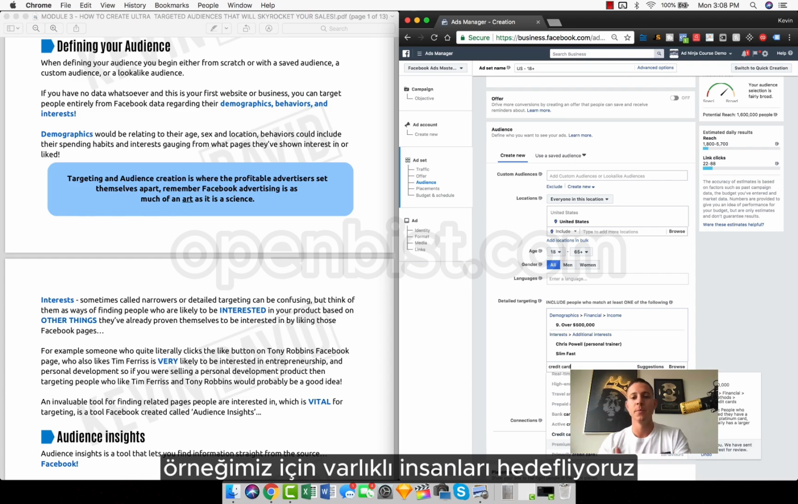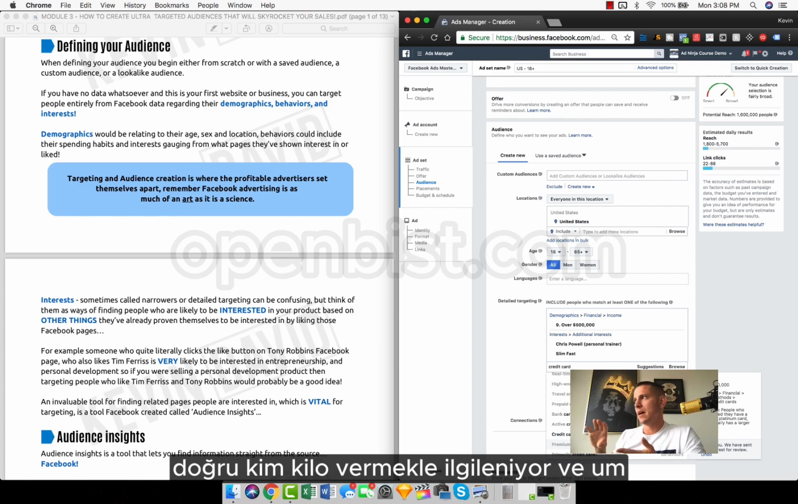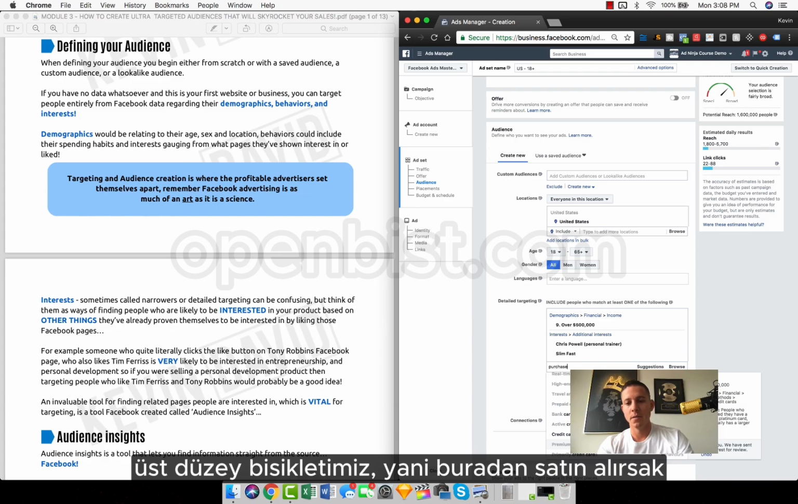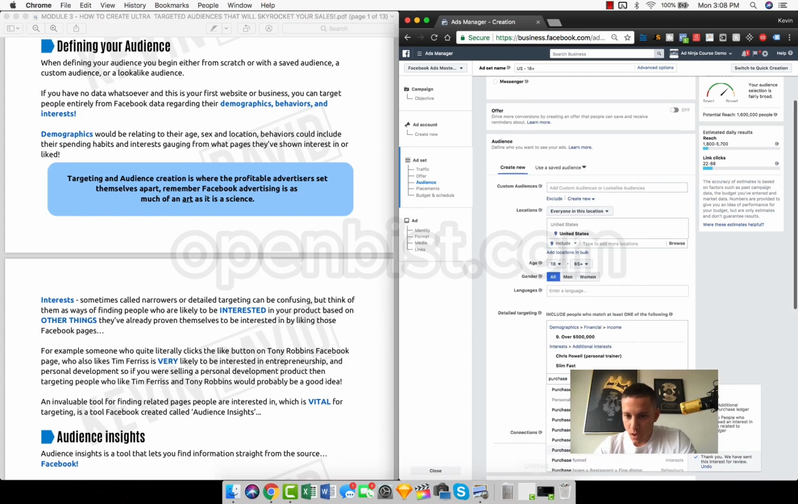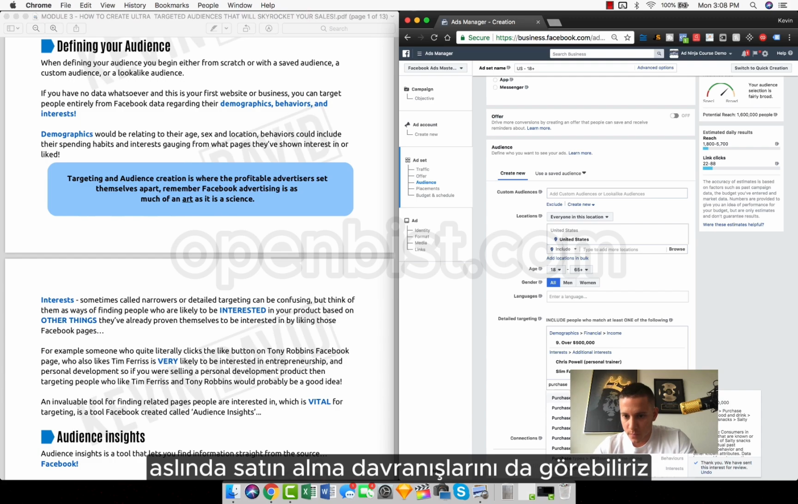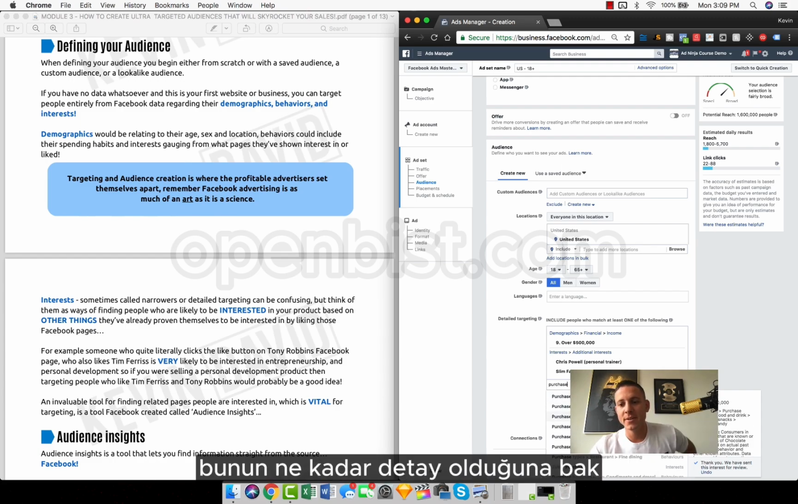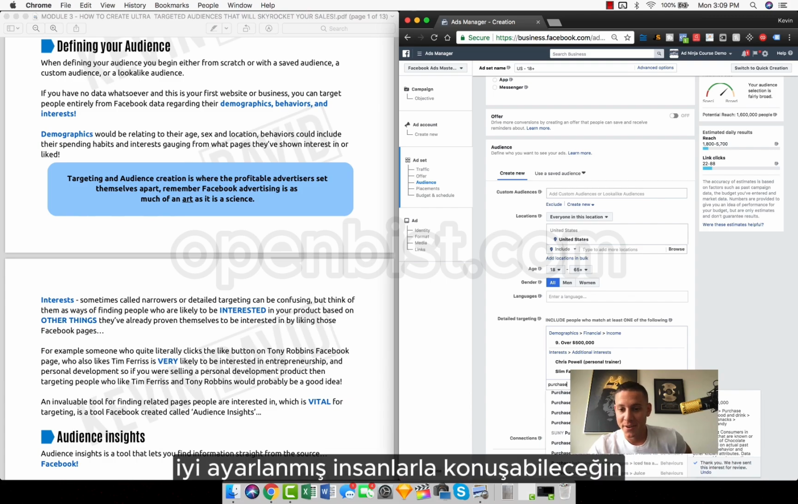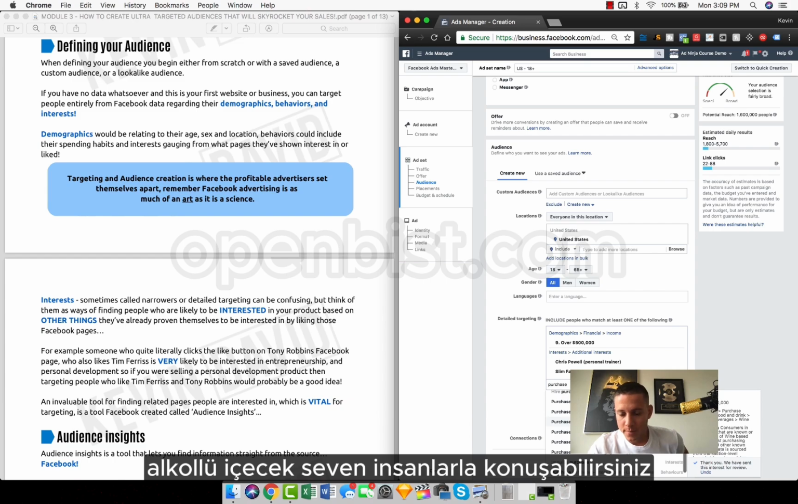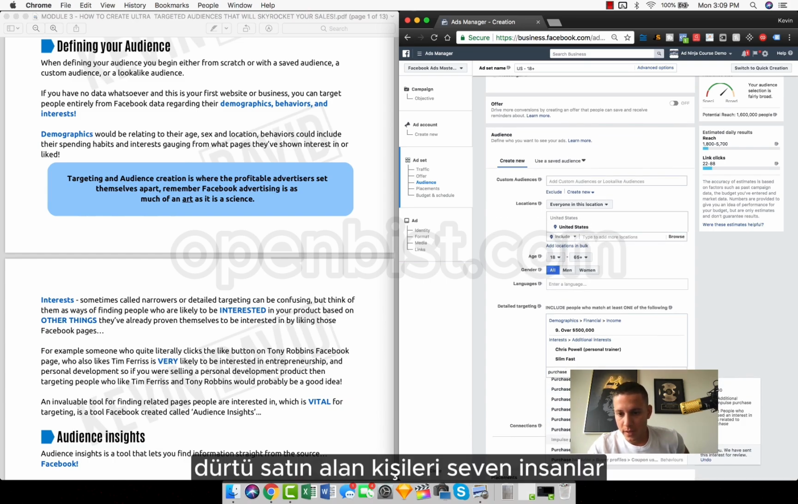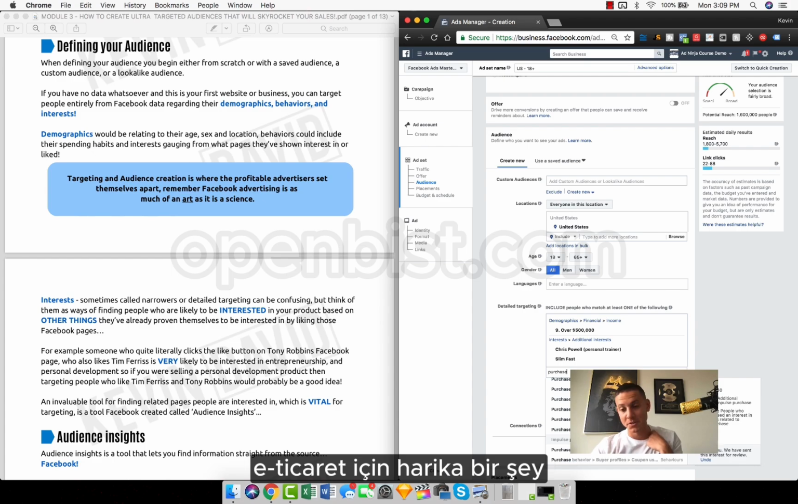So for our example, we're targeting people who are affluent, right? Who are interested in weight loss, and who are likely to purchase our high-end bike. If we type in purchase here, we can actually see purchase behaviors as well. Look at how detailed this is. People who have purchase behaviors who like food and drinks, sweets and snacks, and chocolate candy. You can literally target people that fine-tuned. You can target people who like alcoholic beverages, people who are impulse purchasers, which is a great one for e-commerce.